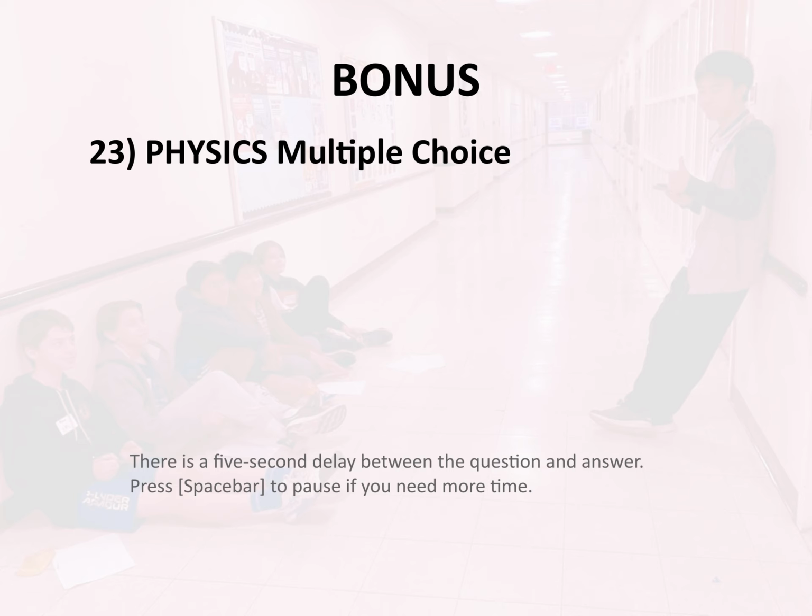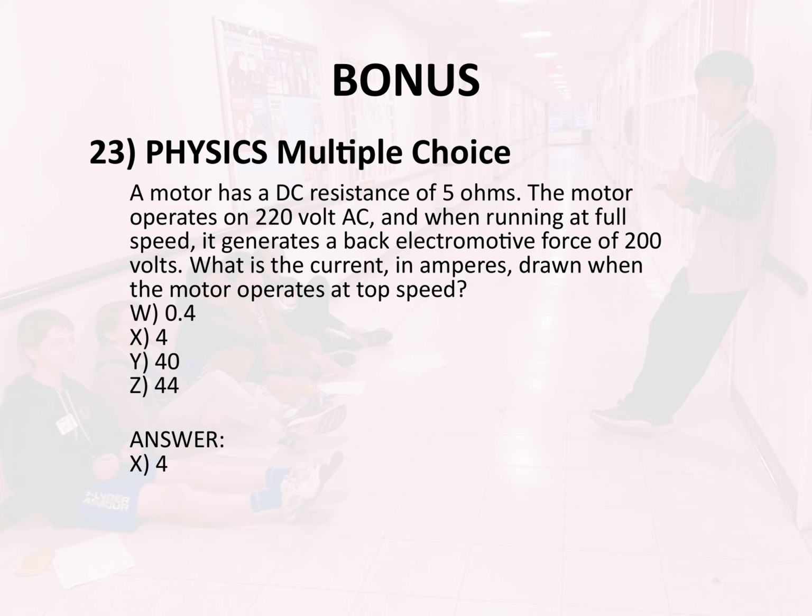Bonus, 23. Physics. Multiple choice. A motor has a DC resistance of 5 ohms. The motor operates on 220 volt AC, and when running at full speed, it generates a back electromotive force of 200 volts. What is the current, in amperes, drawn when the motor operates at top speed? W, 0.4, X, 4, Y, 40, Z, 44. Answer, X, 4.